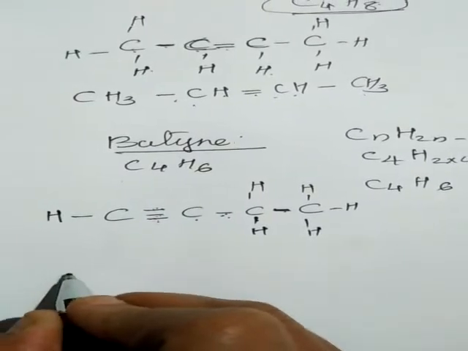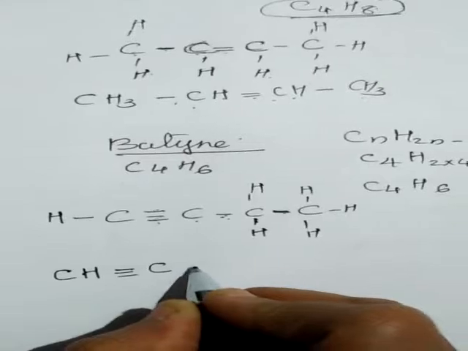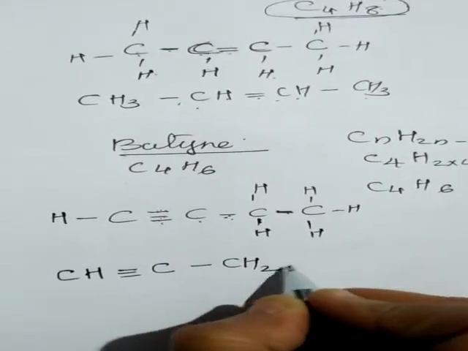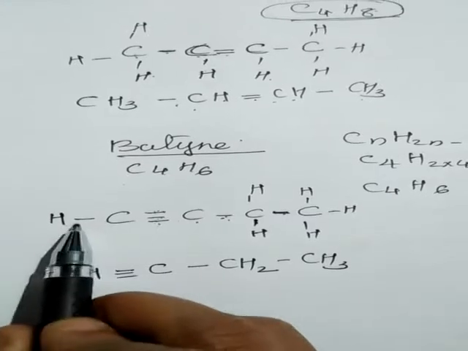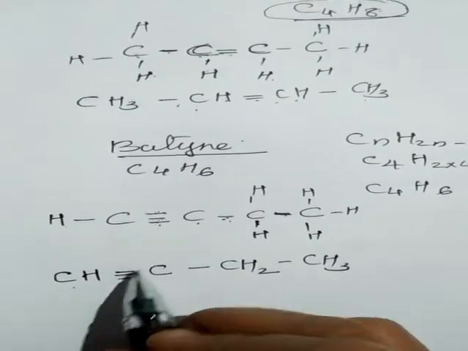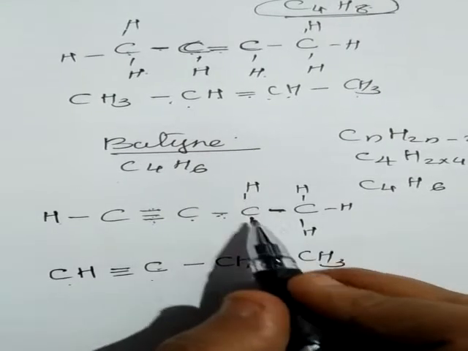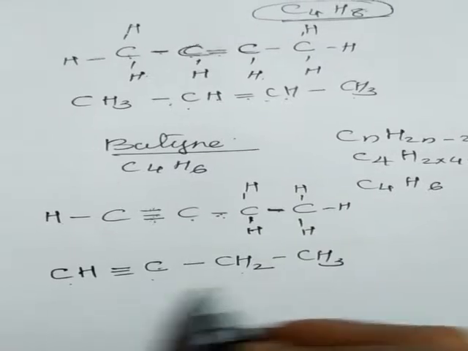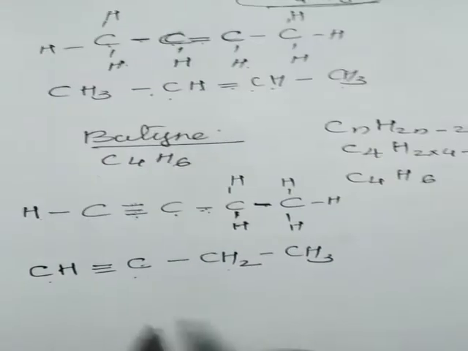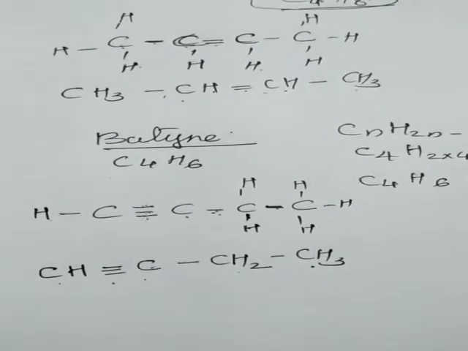Now we can represent this one. First one CH, triple bond C, CH2, CH3. See children, here we used CH, this one, and with a triple bond, 1 carbon is here, then CH2, 1 carbon with 2 hydrogen, C with 3 hydrogen, CH3. Okay, so this is the structure of butyne. I hope you understand.